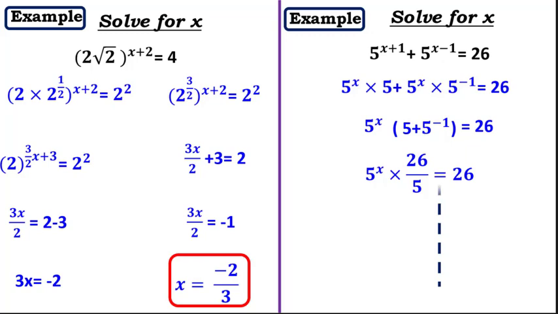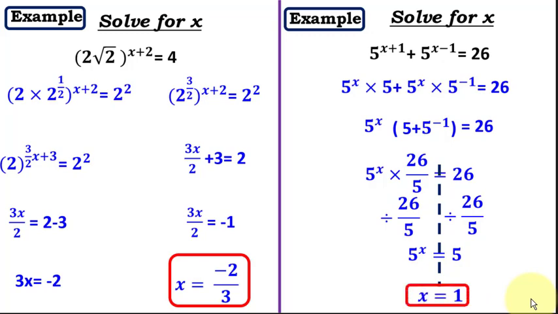We can solve this equation. We will divide both sides by 26 over 5. We will get 5 raised to the power x equals 26 divided by 26 over 5, which is 26 times 5 over 26. It will be 5. Now we have the same base, 5 and 5. Then what is the exponent here? We studied before that any number, its exponent equals what? Equals 1. Then we will get x equals 1.